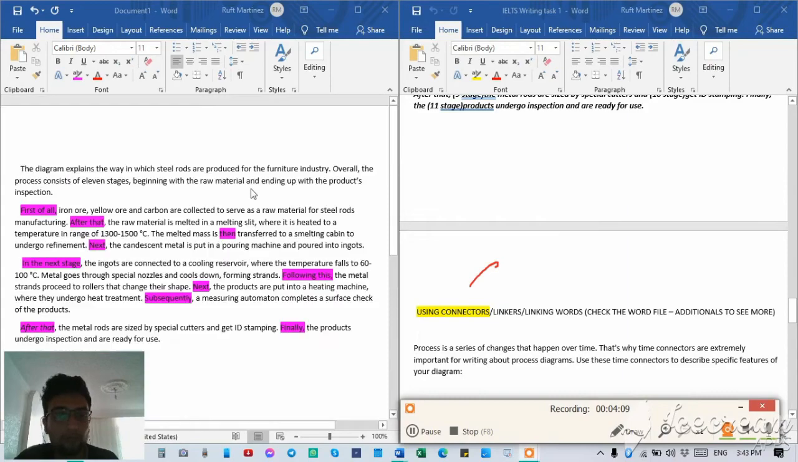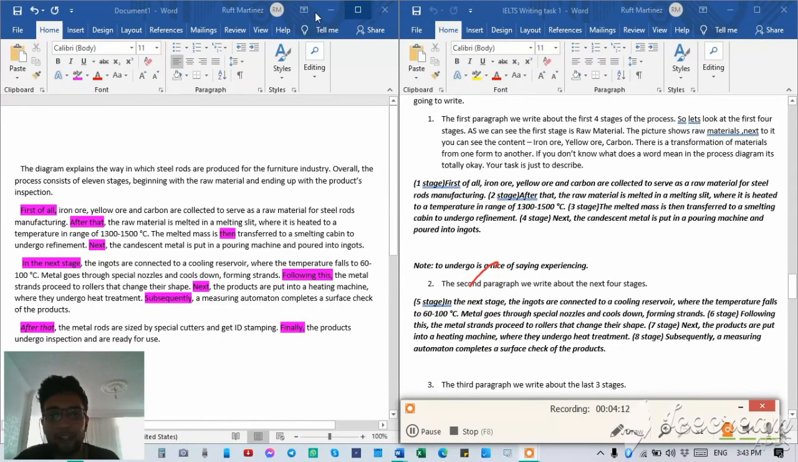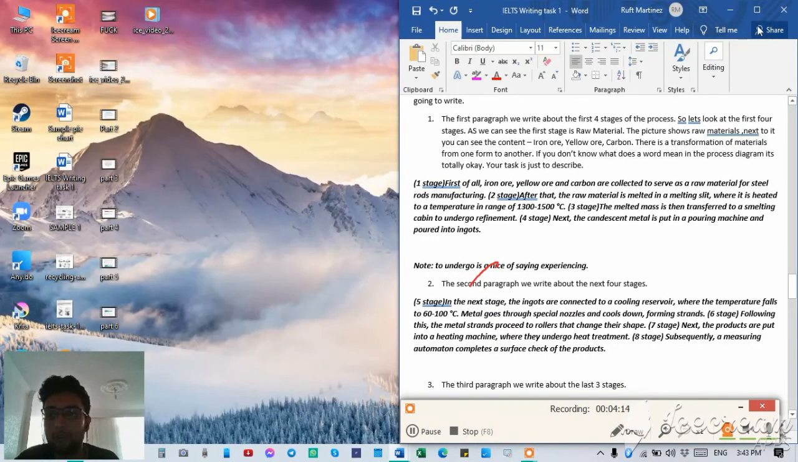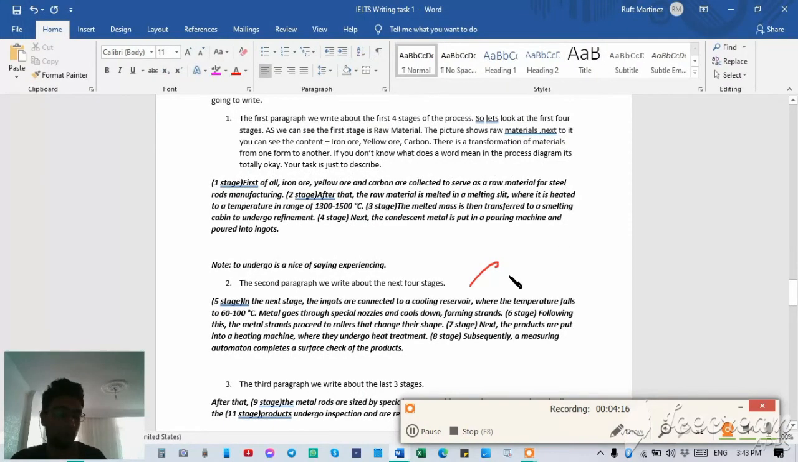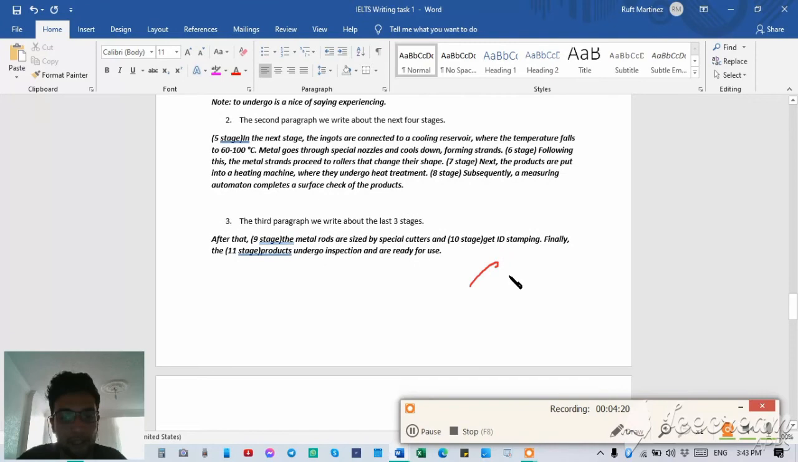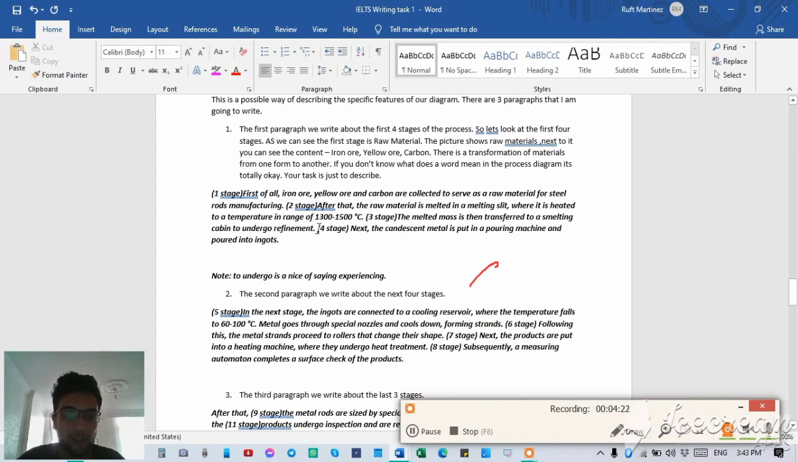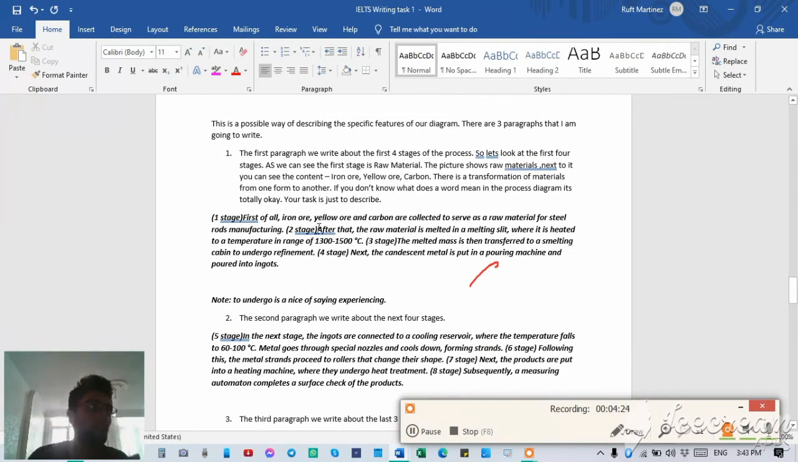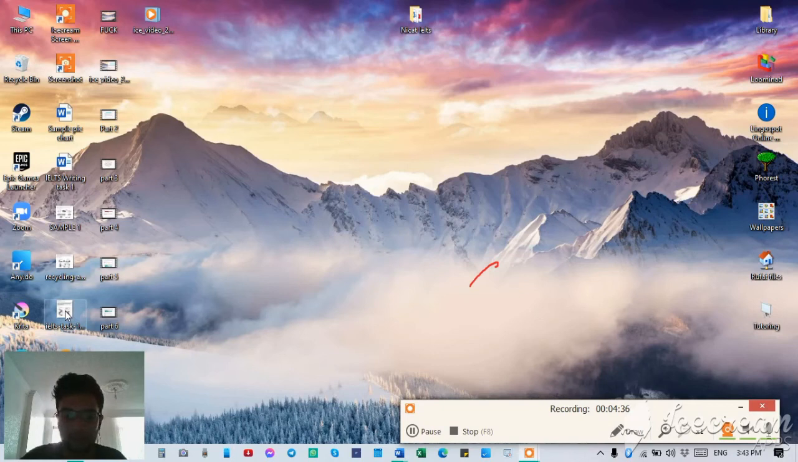Well, let's go back here. So we saw the sample essay as a whole. And here I have third stage, I have three paragraphs. After examining your diagram, make sure that you divide it into different paragraphs, just like, for example, let's take a look at this.